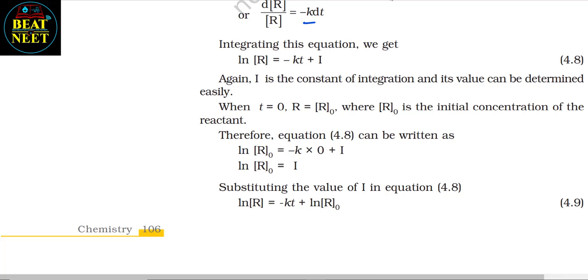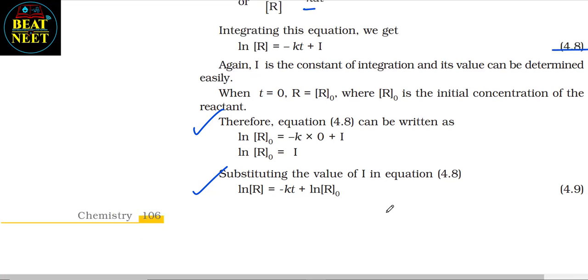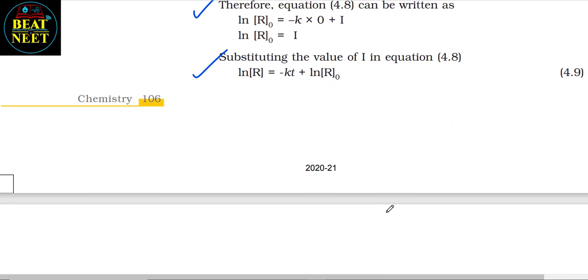When t is equal to 0, R is equal to R naught, where R naught is the initial concentration of the reactant. Therefore, equation 4.8 can be written as ln R naught is equal to minus k into 0 plus I, or ln R naught is equal to I. Substituting the value of I in equation 4.8, we will get ln R is equal to minus kt plus ln R naught.